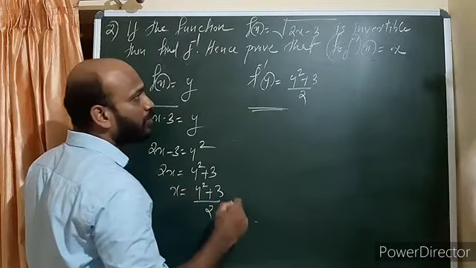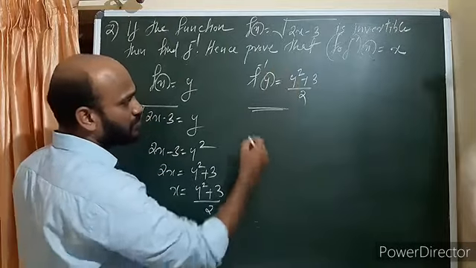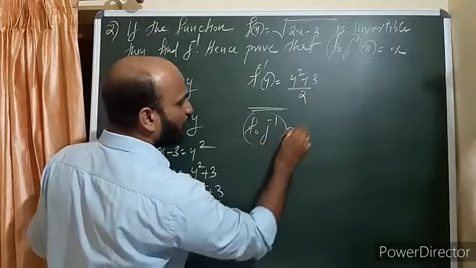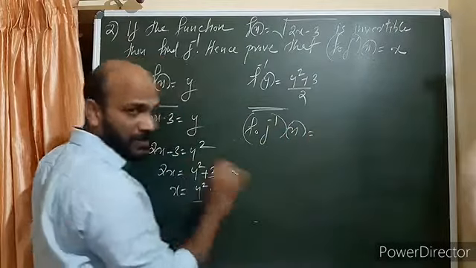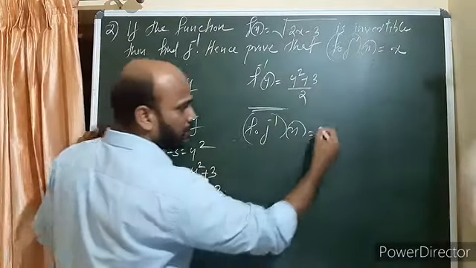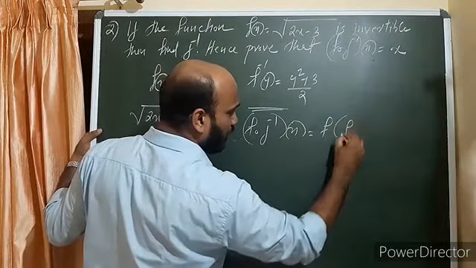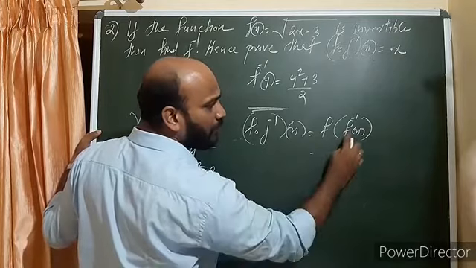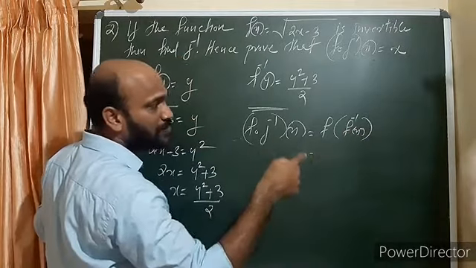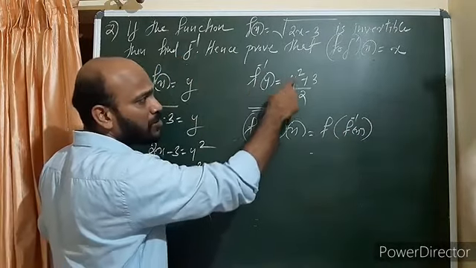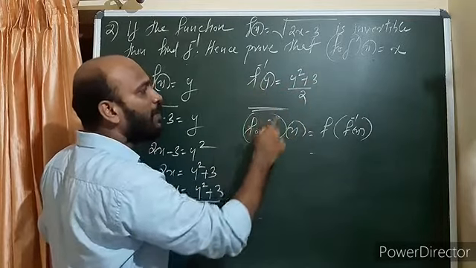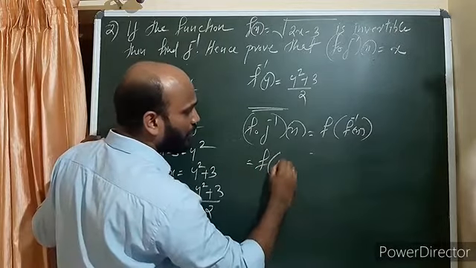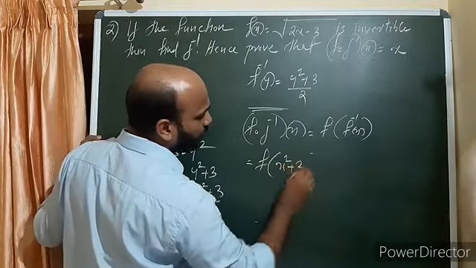Now we want to show that f of f inverse x equal to x. So f of f inverse of x. Just use the definition f of g of x. So first you have to substitute the value of f inverse of x. And what is f inverse of x? F inverse of y equal to y square plus 3 by 2. So f inverse of x will be x square plus 3 by 2. So you will get f of x square plus 3 by 2.